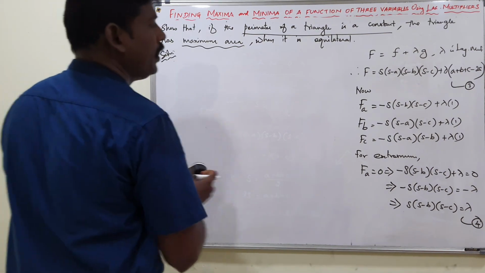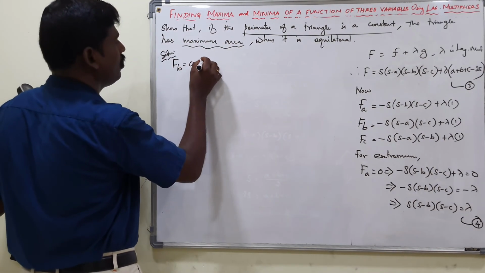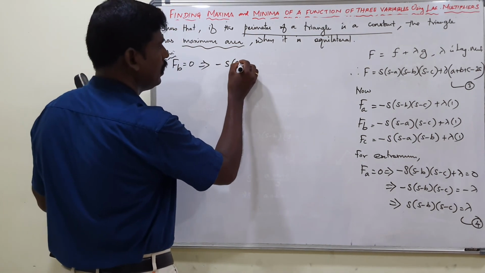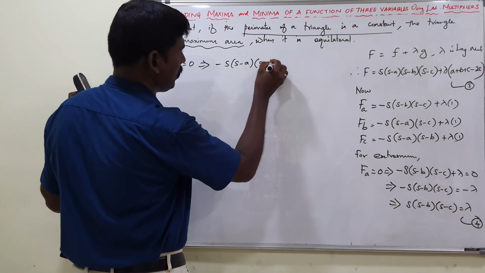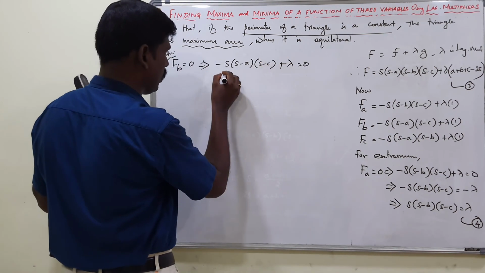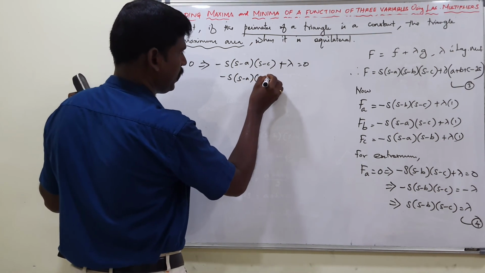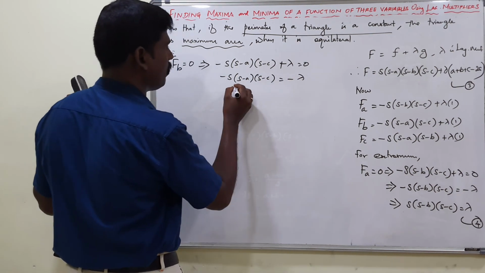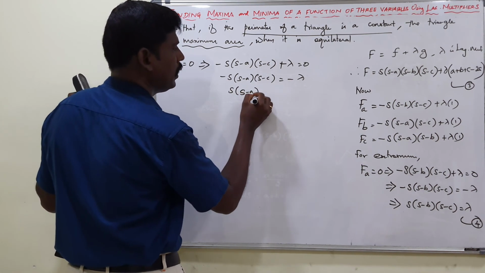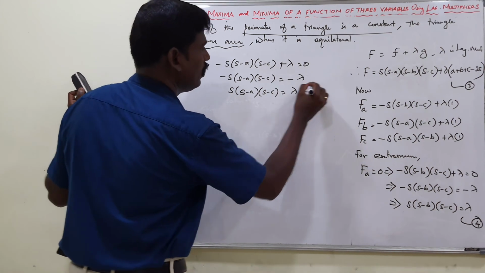Same like that, by equating these to 0. Fb equal to 0, right? What will be: minus S into (S minus A) into (S minus C) plus lambda equal to 0. This implies minus S into (S minus A)(S minus C) equal to minus lambda, cancel minus on both sides. So S into (S minus A)(S minus C) equal to lambda. Call this equation number 5.